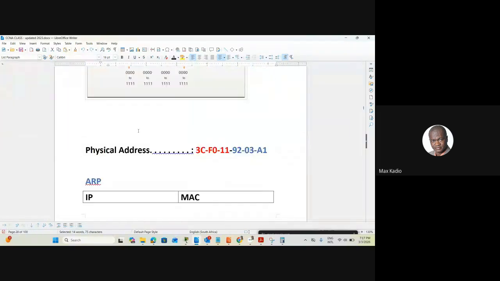So hexadecimal is mostly for MAC addresses. When you have a MAC address, it is in hexadecimal.